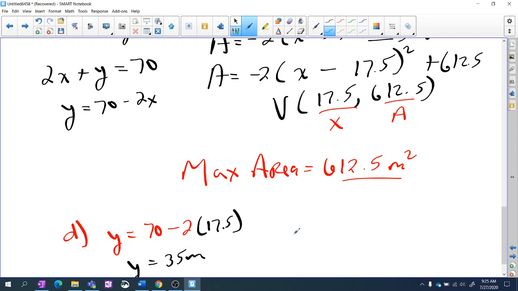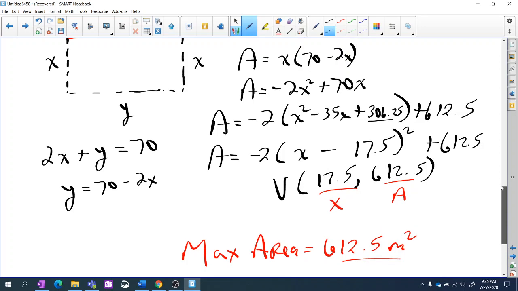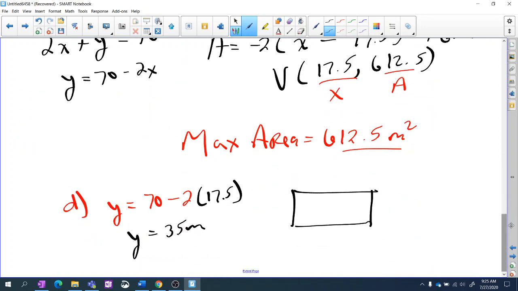So this field should look like this. Which one's the y in my picture? Let me have a look. I think it's the long side across. So if this is your barn, you should go 35 meters here and 17 and a half meters on the two sides. There's your dimension. That's what your field should look like. And that would give you a maximum possible area of 612.5 square meters.